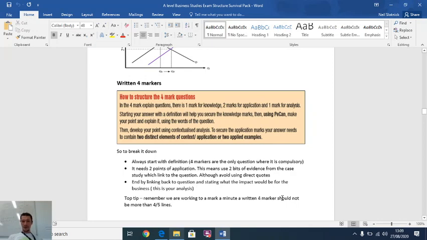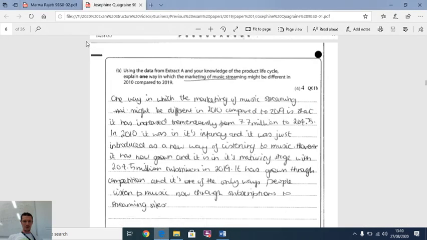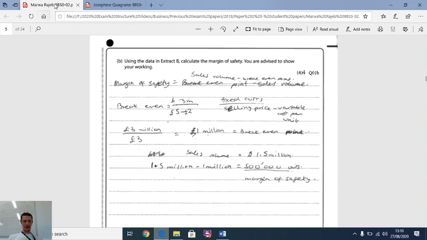Think about it, we're on a mark a minute, so a 4-marker should not be more than 4 to 5 lines. Okay, let me show you, and the students' names are on there. They have long left us, so don't worry too much about that. This student here, it was a 2018 paper. Using data in extract B, calculate the margin of safety, show your workings. So straight away, she's got 4 out of 4 for question 1B. That was what Edexcel have said.